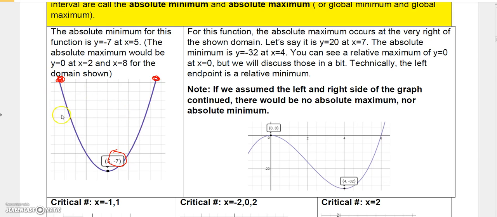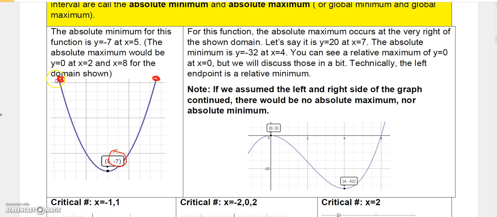Now, the absolute maximum. I tried to draw this to scale. Go 1, 2, 3, 4, 5, 6, 7, 8. So the actual maximum would be 8. And it actually occurs at 2 points. It occurs here and it occurs here. I should have labeled these, but just understand that these both represent absolute maximums, even though they're the same number.